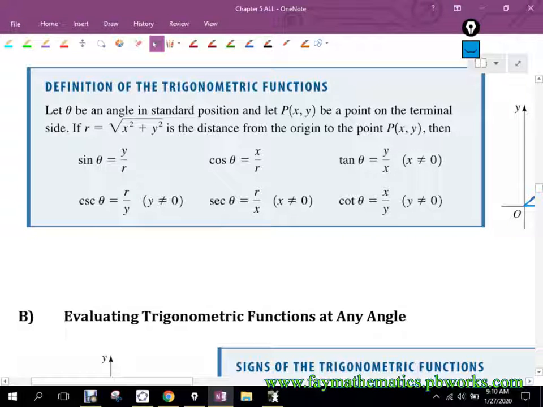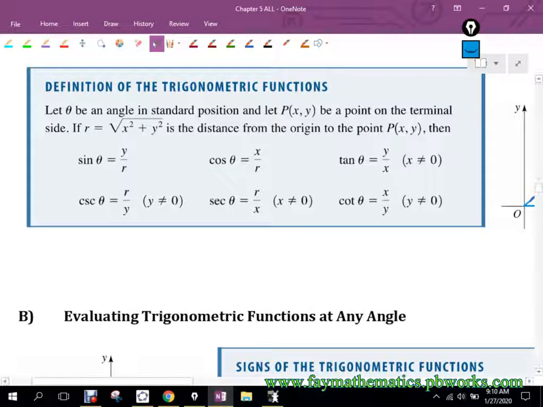All right, let's talk about this before I answer your questions. Let's talk about this real quick. This might answer your questions. It says, let theta be an angle in standard position. Let P be the point x, y, a point on the terminal ray of that angle. It says, if r equals the square root of x squared plus y squared is the distance from the origin to the point P(x, y), then these following 6 trig ratios are true. And we call them trig functions in this case.